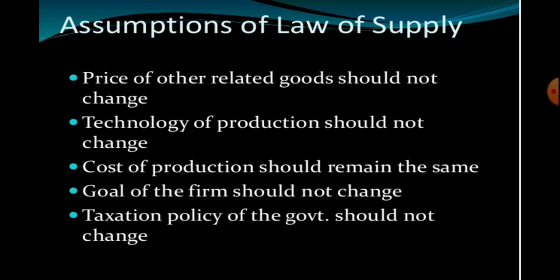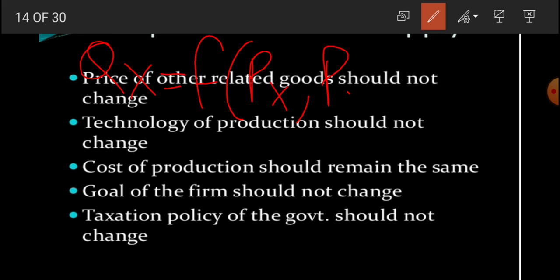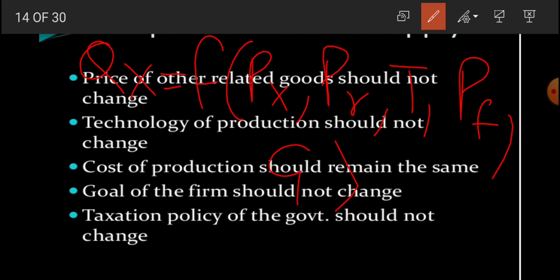Assumptions में जो अभी हमने determinants लिए थे उन्हीं को हम कांस्टेंट कर लेंगे. अभी हम डिस्कस करके आए हैं. अभी हमने डिस्कस किया था क्वांटिटी supplied और Sx is the function of Px, PR, T, then cost of production या price of factors of production and then goal of the firm. ठीक है, ये पॉइंट्स हमने डिस्कस किए थे. प्राइस के साथ तो हम इसका रिलेशन ले ही रहे हैं बिकॉज दिस इज द लॉ ऑफ सप्लाई. लॉ ऑफ सप्लाई क्या शो कर रहा है?